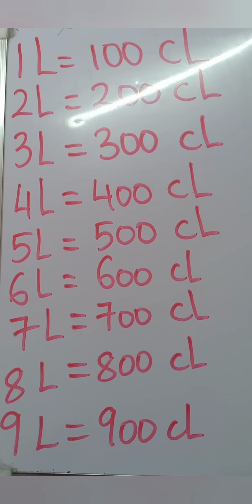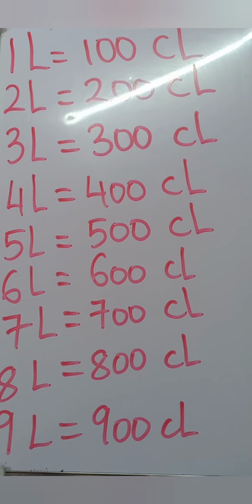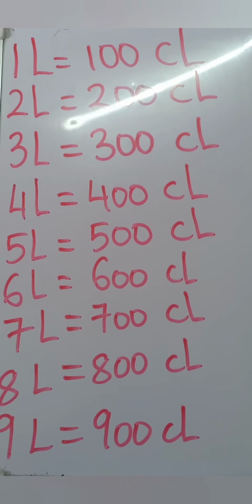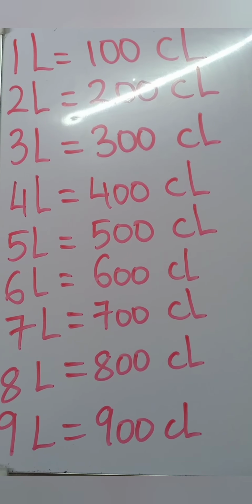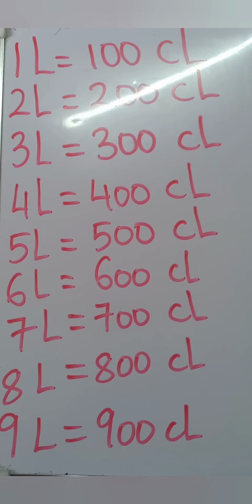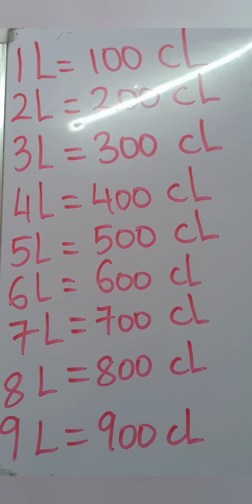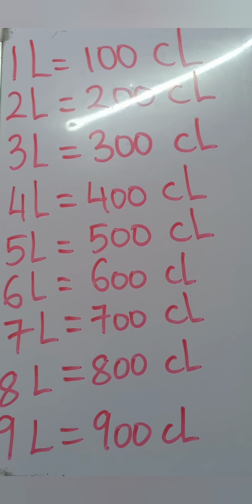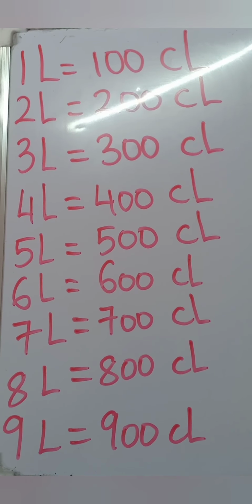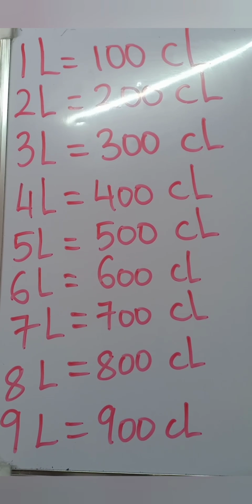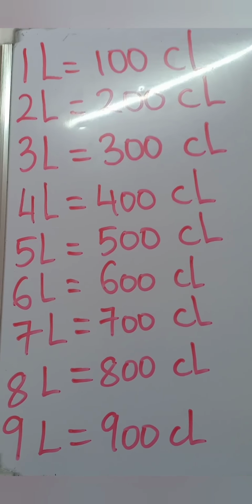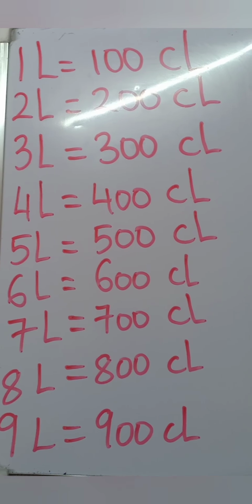So in 2 liters we have 100 plus 100 because 1 liter is equal to 100 centiliters. So 2 liters will be 100 centiliters plus 100 centiliters. It will be 200. But this way it is easier for you to memorize. Recite this at home 2 times.